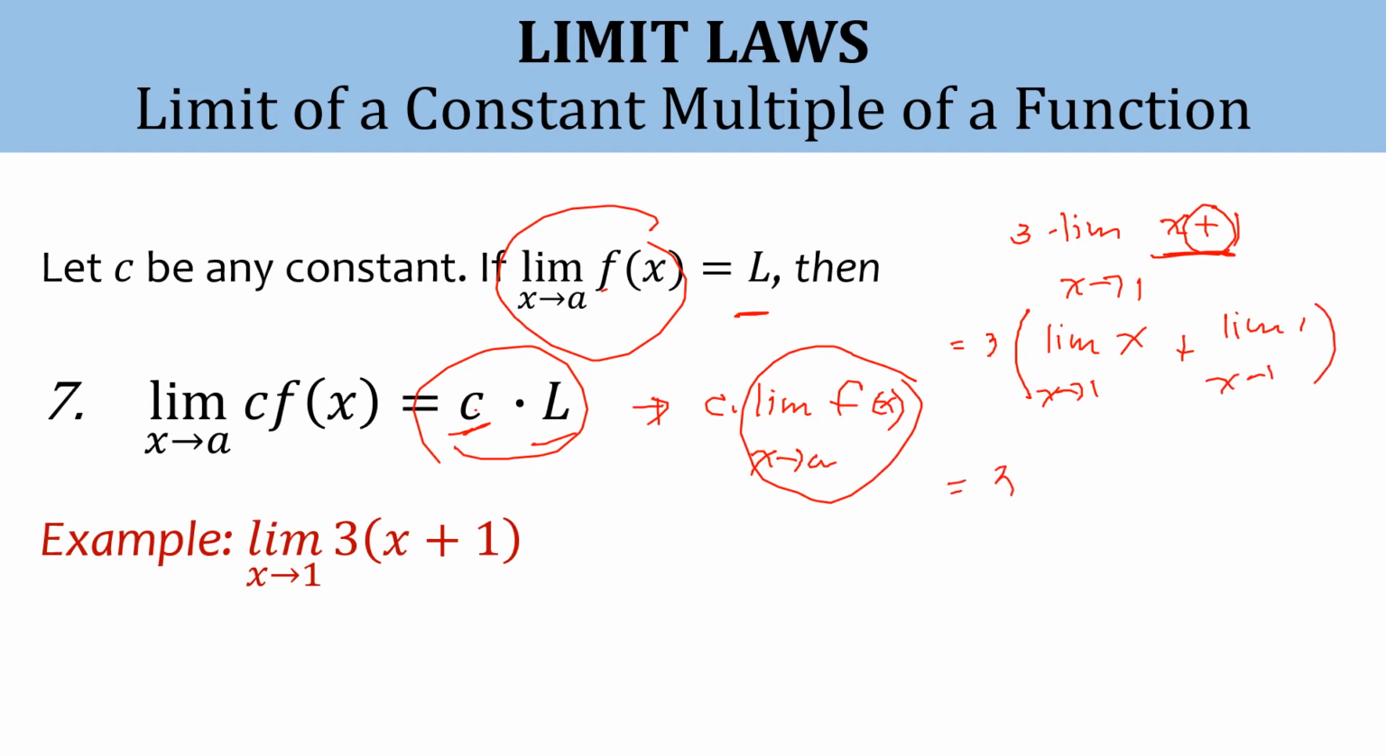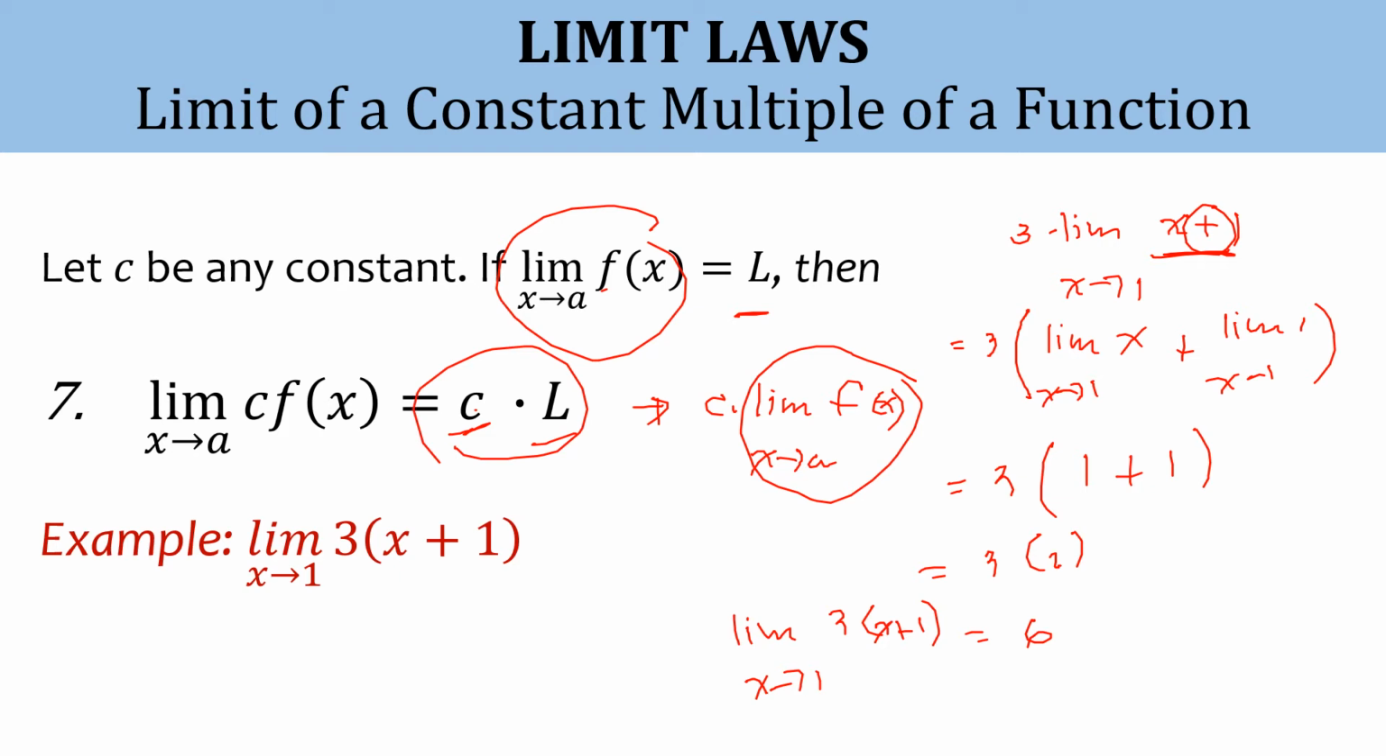Right? So what is the limit of x as x approaches 1? By identity function, we know that's just 1, or the value of a. And here, the limit of a constant function, which is 1, would always be that constant, which is 1. So we say 3 times 2, therefore this is 6. So the limit of 3x plus 1 as x approaches 1 is equal to 6. Now we did not have to do graphing or table values to identify this. We just solved it algebraically by using the previous two limit laws.